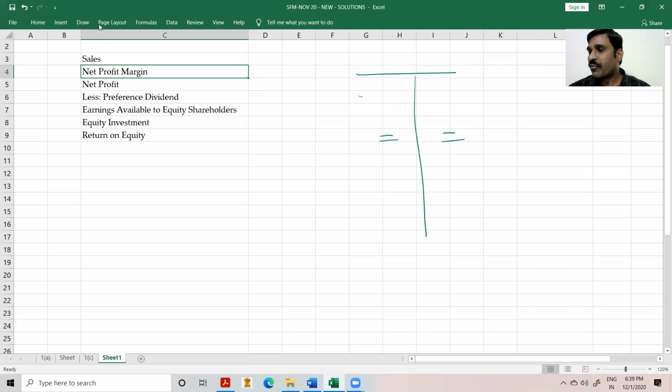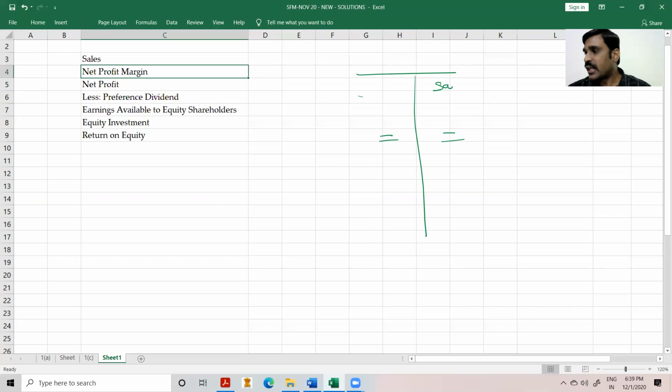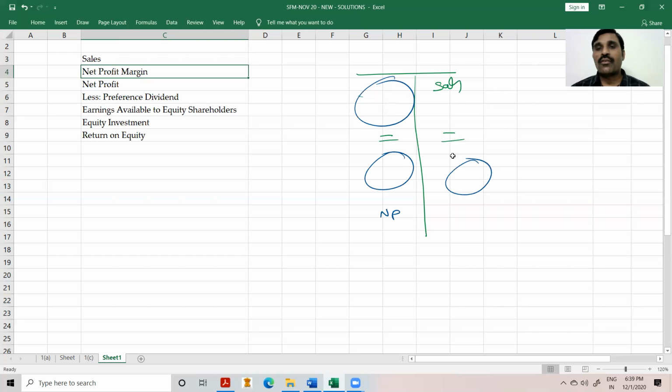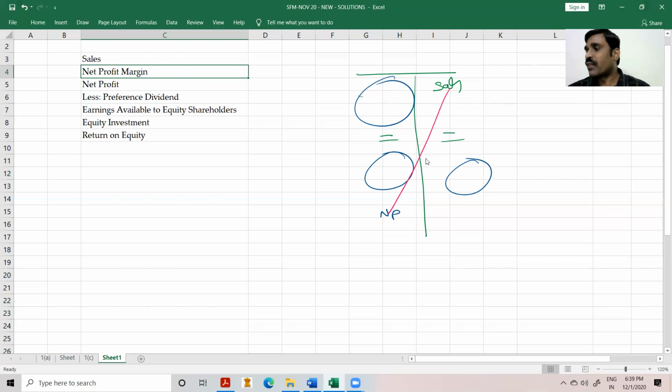Here, if you put our trading account, normally here we are sales, and it is a net profit. Normally we want all this information. In the given problem, we have no need for all the information because they have given the relationship directly.